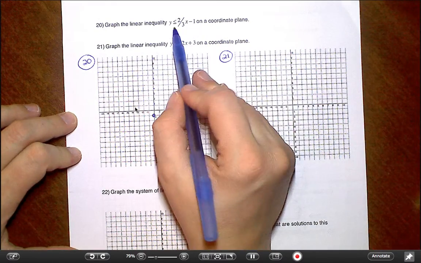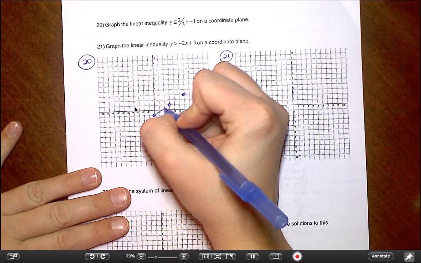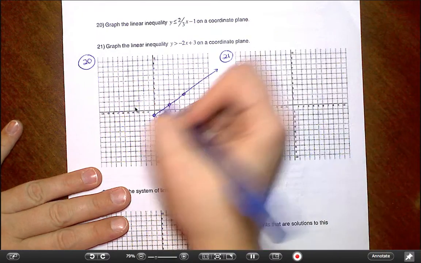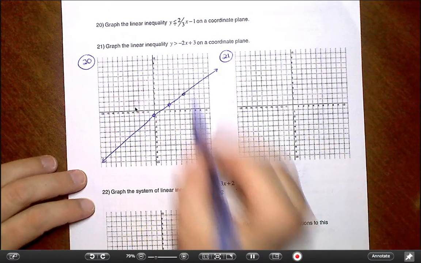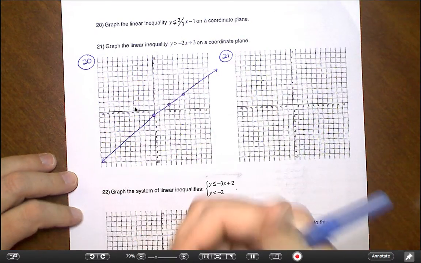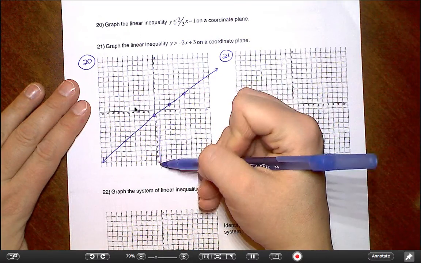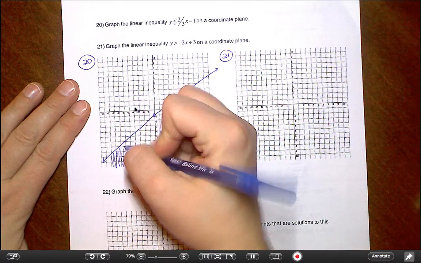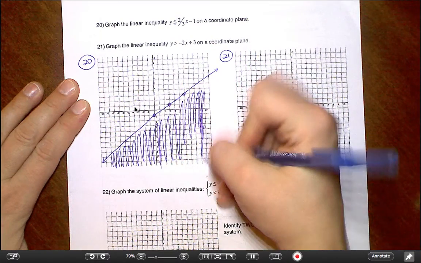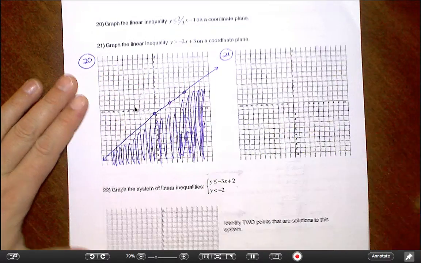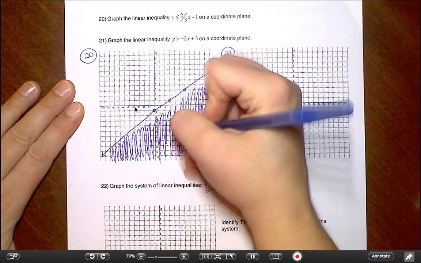Now, because of that equal bar, that means I do actually want the line to be considered part of my answer. So I'm going to use a solid line to draw that in. And then this is a less than, so I want to shade everywhere where the y values are less than the line, meaning everywhere underneath the line, because y gets smaller going down. So I'm shading this whole bottom half of the graph. Okay, so there's number 20. Let's see if I can darken that in a little better.